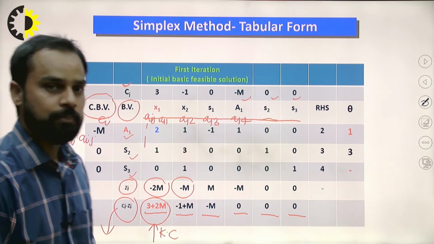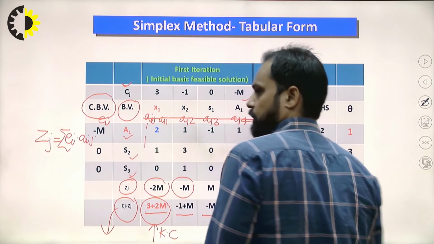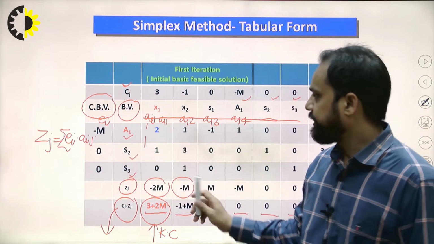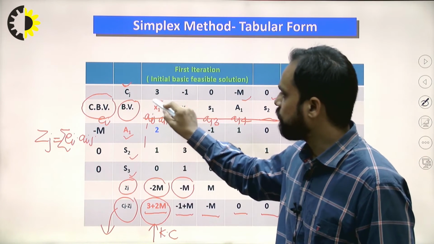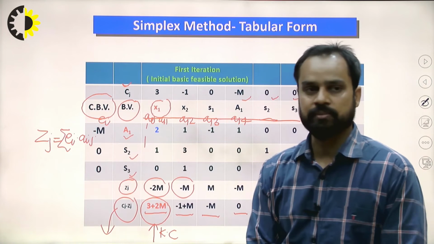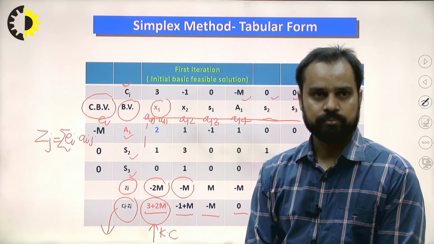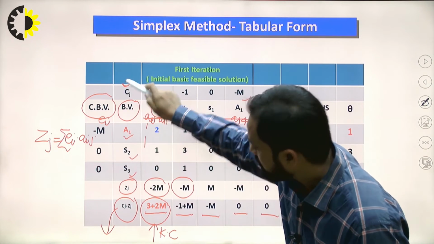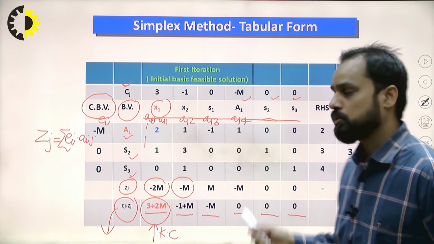That is the key column. Key column indicates the variable in the key column will be the entering variable into the basic variable table. And which variable will leave from the basic variable table? It is decided on the basis of key row.